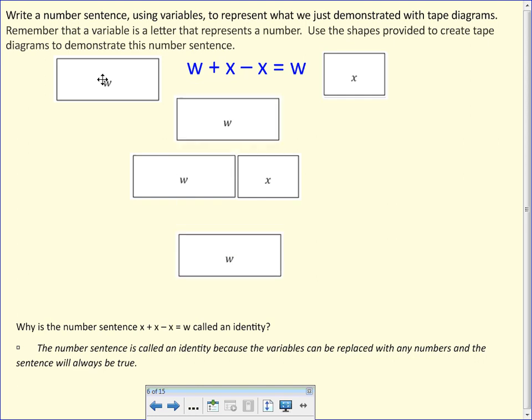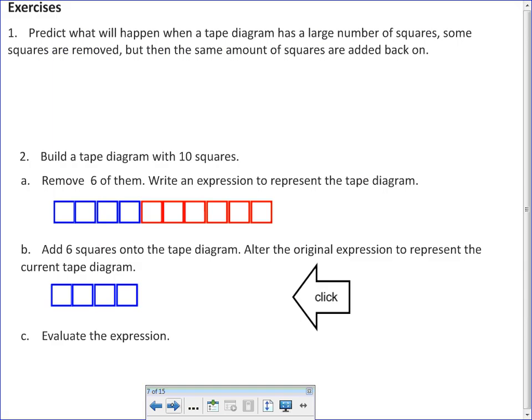Yes. So again, this number sentence is called, and here's your word, identity. This number sentence is called an identity because the variables can be replaced with any numbers and the sentence will always be true. So no matter what letter I use for W, no matter what letter I use for X, I will always get that W number back again. Okay? Let's go back to your notes.